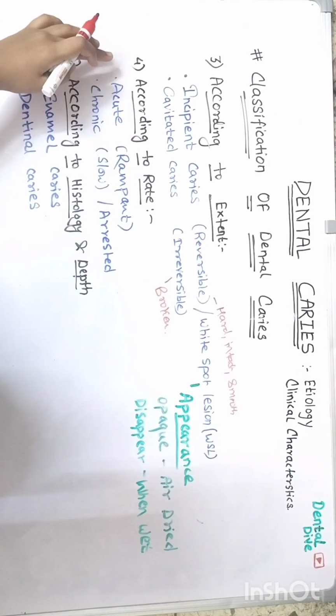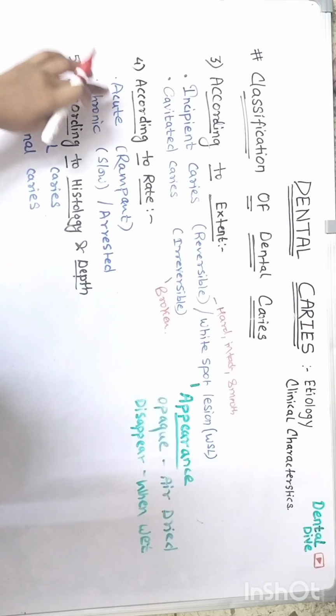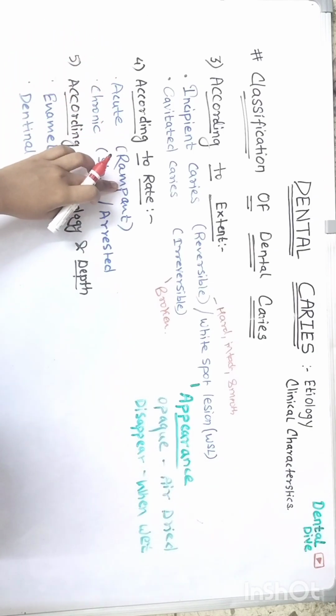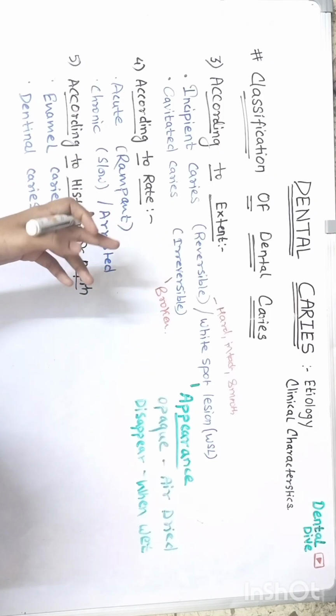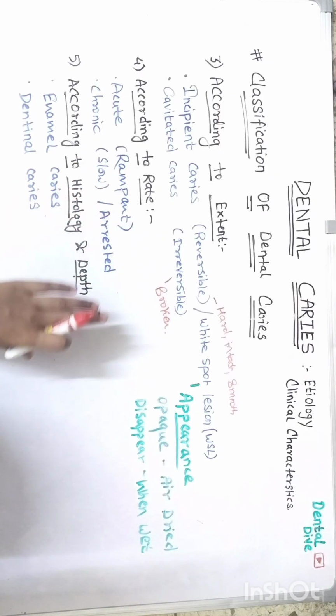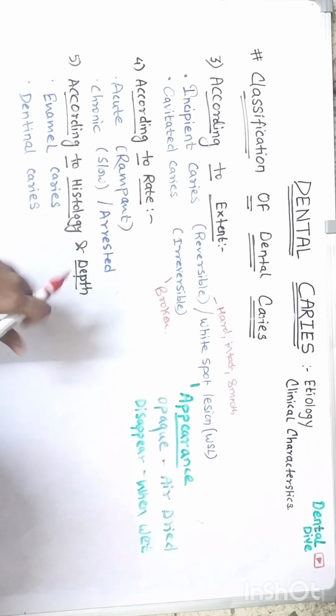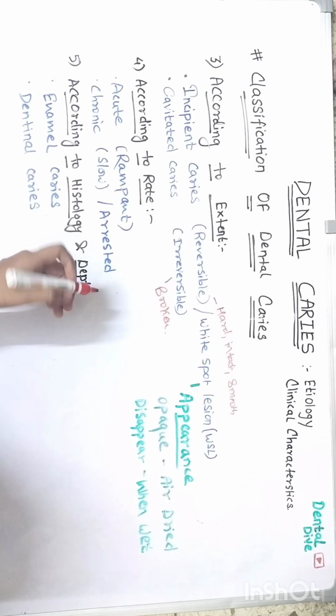According to rate, it is classified into acute and chronic. Acute is also termed rampant caries. It is a disease that rapidly damages the tooth, means the demineralization process occurs very rapidly. It is soft, light in color, and is infectious.